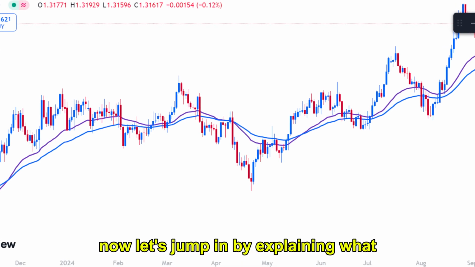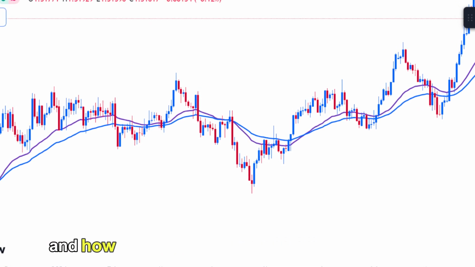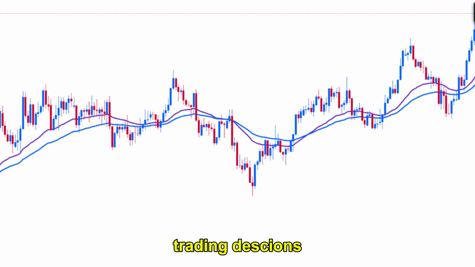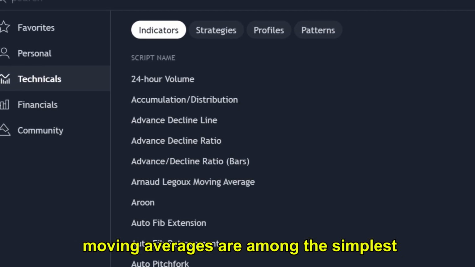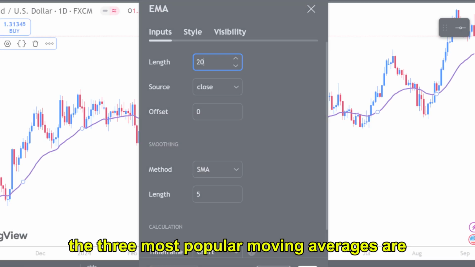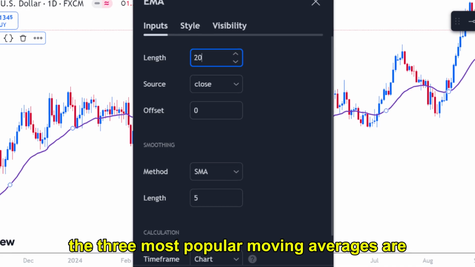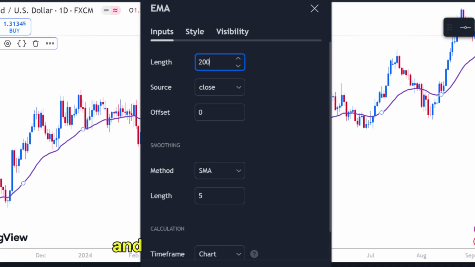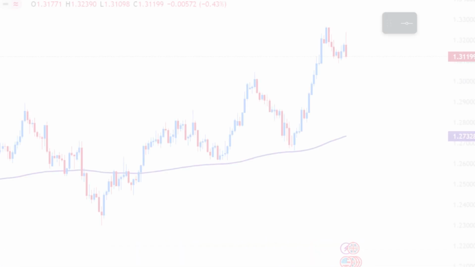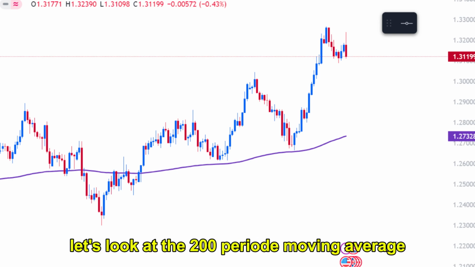Now let's jump in by explaining what moving averages are and how we can use them to make more accurate trading decisions. Moving averages are among the simplest indicators you can plot on a chart. The three most popular moving averages are the 20-period, 50-period, and 200-period moving averages. For clarity, let's look at the 200-period moving average.